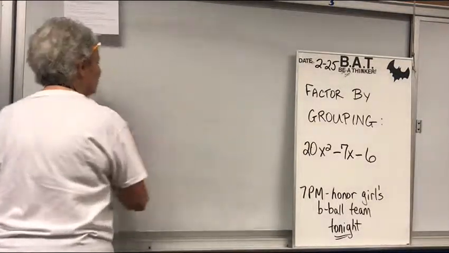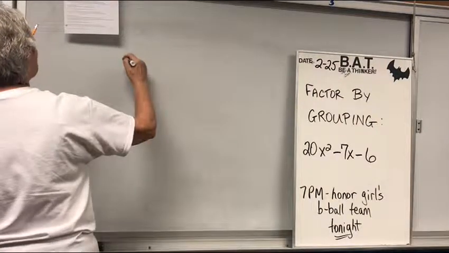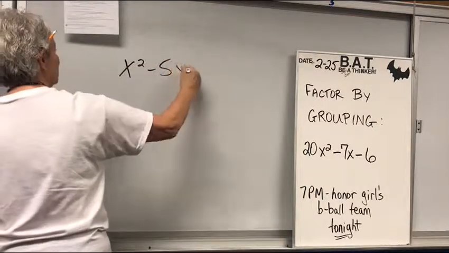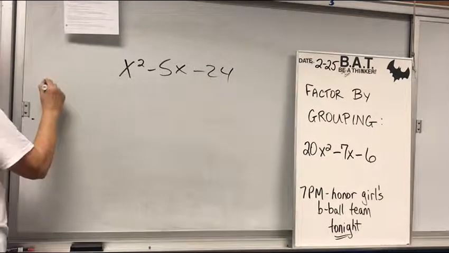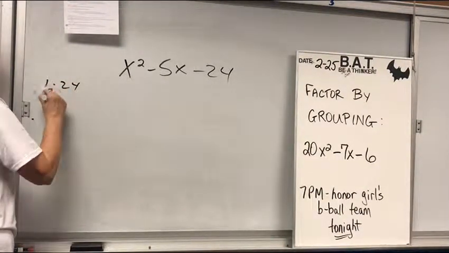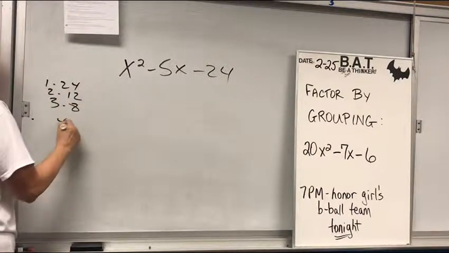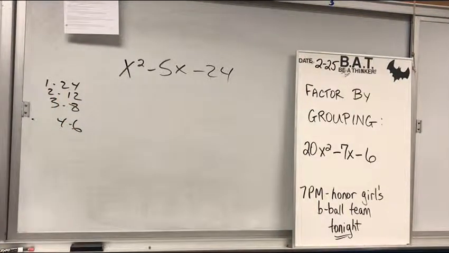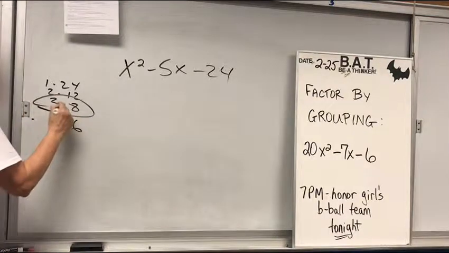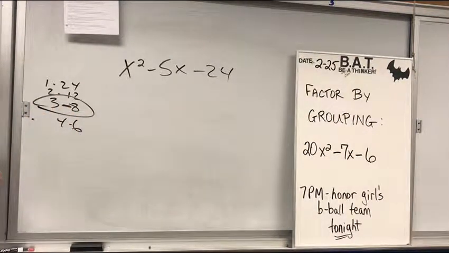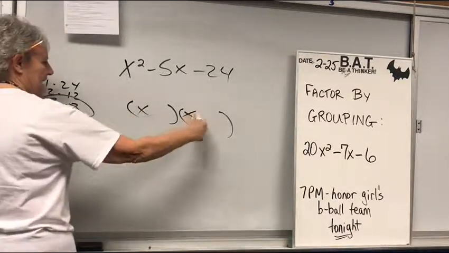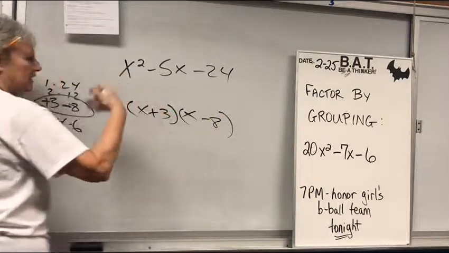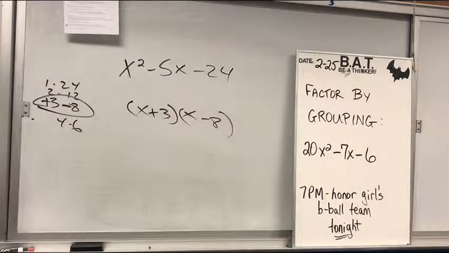Hopefully we'll have several of those on the test, so you won't be wasting your time looking for factors. All right. It'd be 24. 24, 1 times 24, 2 times 12, 3 times 8, 4 times 6. Negative 8, positive 3. So immediately, negative 8, positive 3, or negative 8 first, positive 3 second.